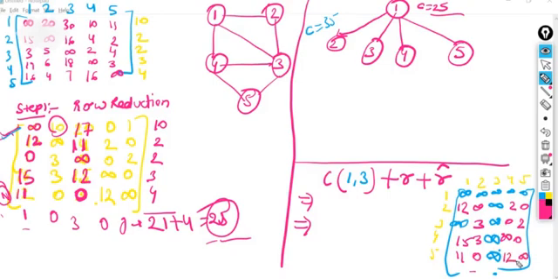Now we have to trace it out. This is the adjacency matrix for the third node. So what is the cost of 1 to 3 in the original one? It's 17. So we have to write here 17. Then what is the reduced cost of the parent node? It's 25. Then next is what we have.